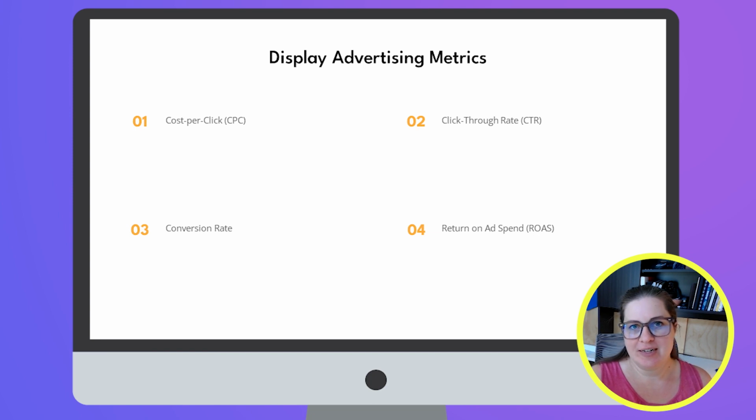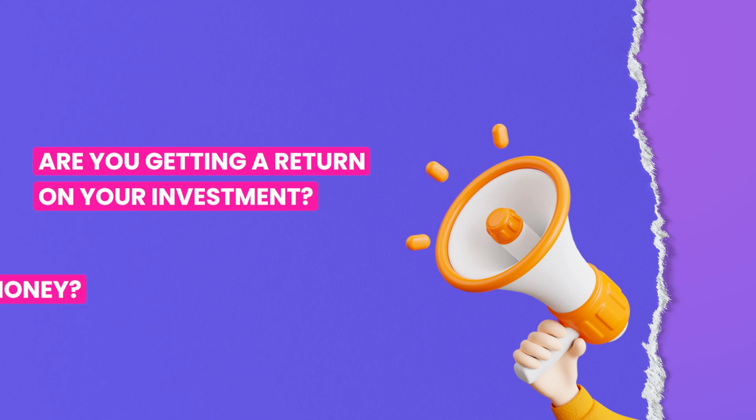Now, your conversion rate is not going to be 10% per se. I would be happy with a 1 to 2% conversion rate on display ads. But the biggest thing to always look at is, are you getting a return on your investment? Are you making money? And for that, you need to know what each conversion is valued at, and then put that into Google so they can do the ROAS calculation.